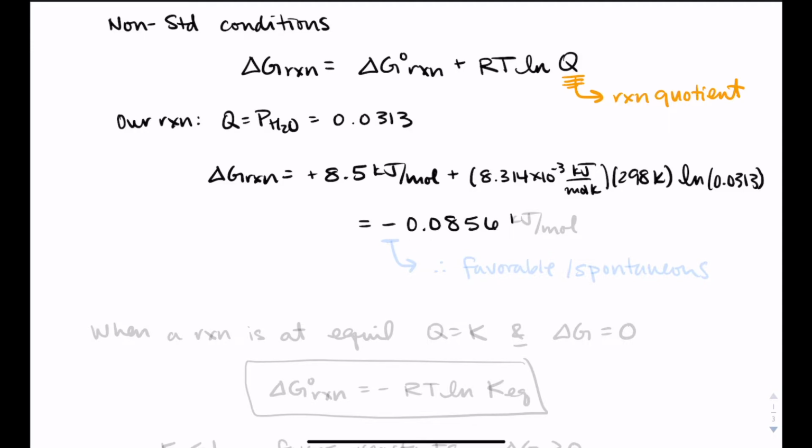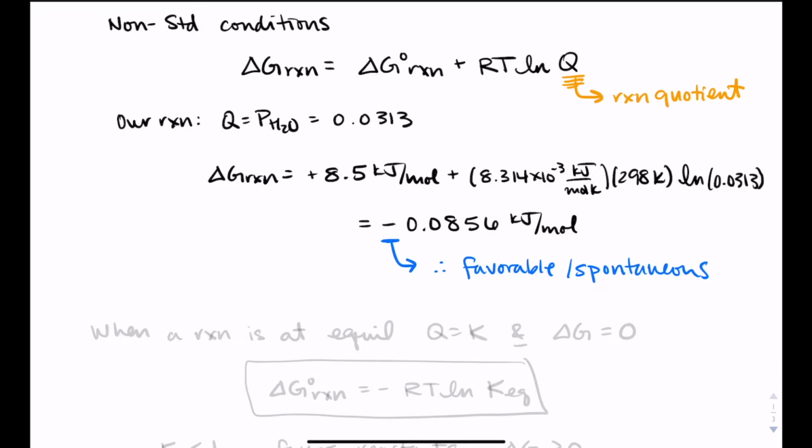So when you work this all the way out, the result is negative 0.0856 kilojoules per mole, which sounds super small. We could say it in joules. It's 85.6 joules per mole, if that makes it sound a little bit better. Either way, it's negative. So this is favorable and spontaneous under these conditions, which is what we observe.